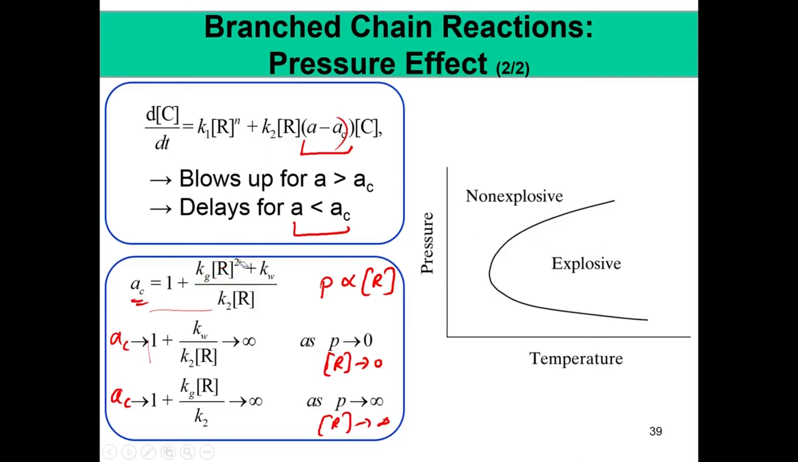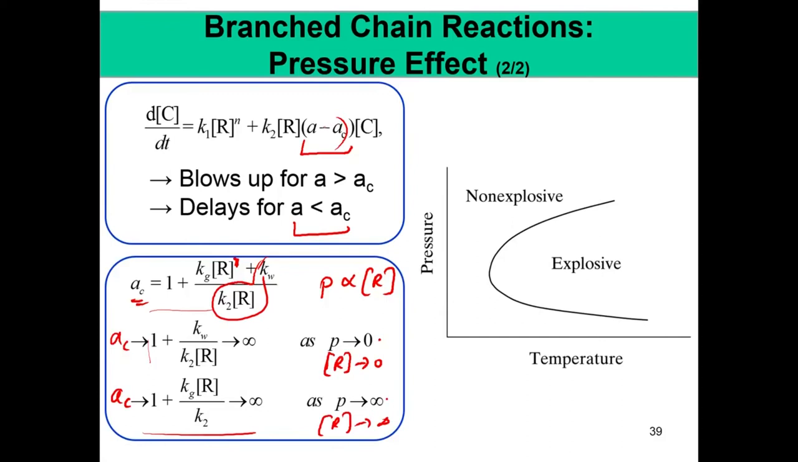we can get this absorbed into this, and this part can be neglected, and this becomes essentially this. Okay. So, it basically becomes 1 plus kg times R divided by K2. As P tends to infinity, R tends to infinity, this whole term tends to infinity. So, we see that both when pressure is very low or when pressure is very high, AC tends to infinity.